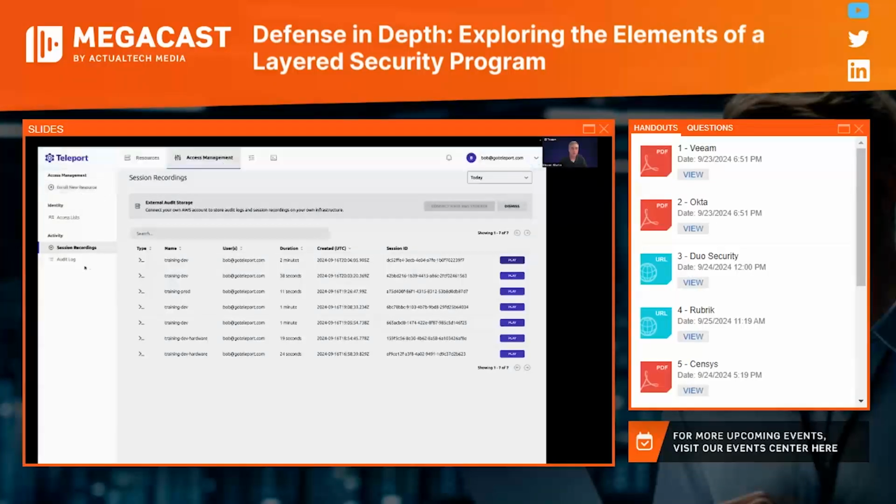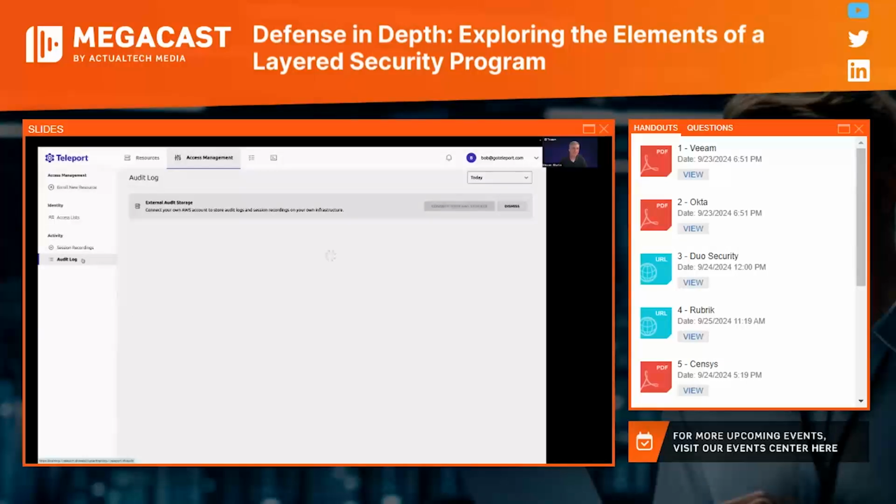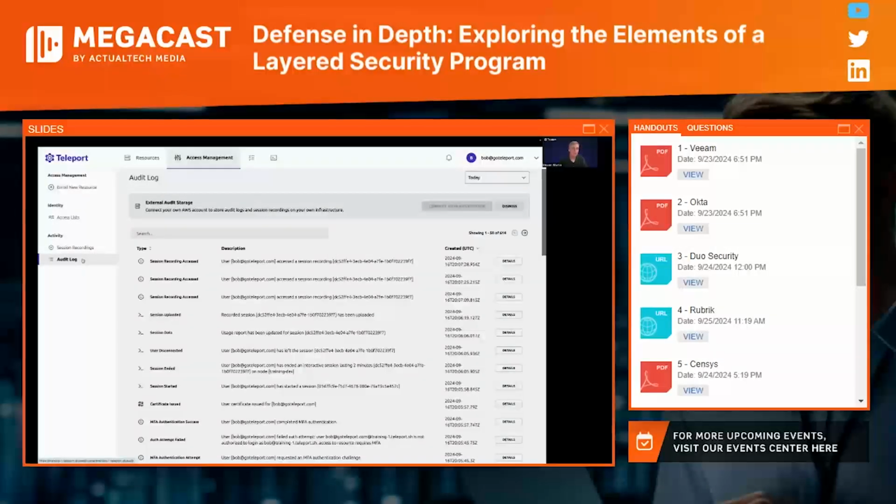Now, once I access an audit log or a session recording, it is recorded that I did that. So if someone ever came back and accessed different session recordings that you weren't expecting them to, that is tracked in the immutable audit log.